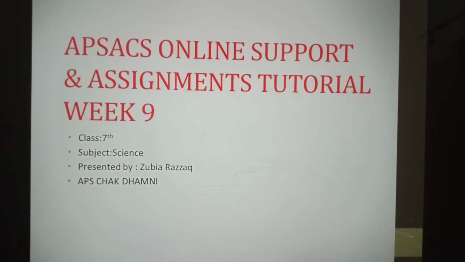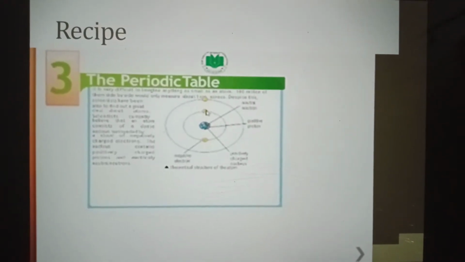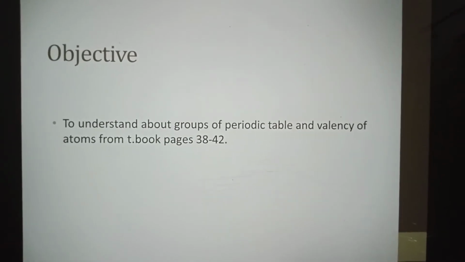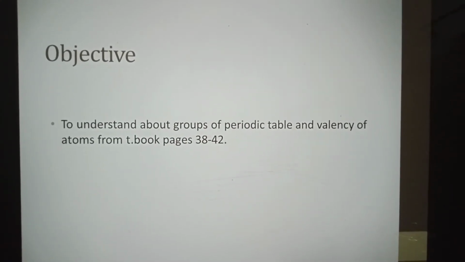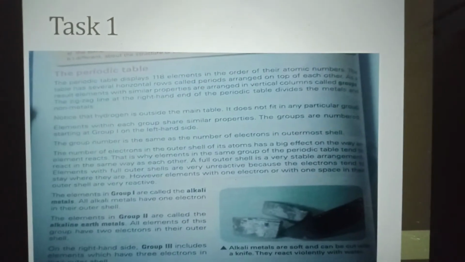The grade is 7 and the subject is science. This is chapter number 3, the periodic table. The objective is to understand about groups of the periodic table and the valency of atoms from textbook pages 38 to 42.